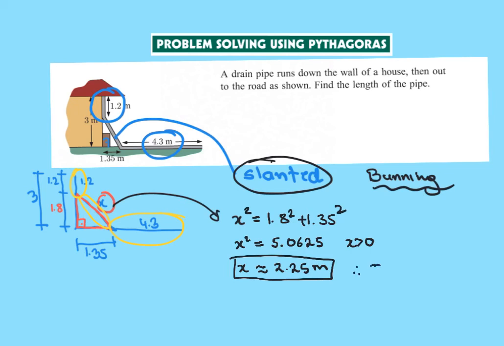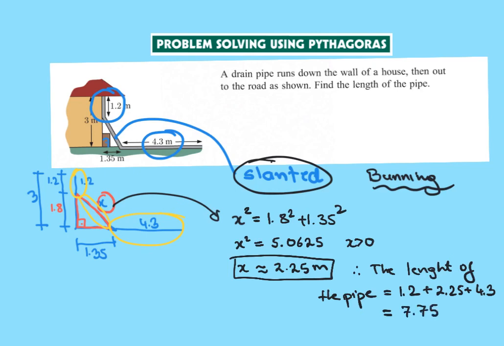So the length of the pipe is equal to what? What do we have to add? We have 1.2 plus the slanted part, which is 2.25, plus the part on the road, 4.3, and all together, when you add it up, it is going to give you 7.75 meters. Okay, and that will be it. So now you have calculated the length of the pipe that you need to buy.